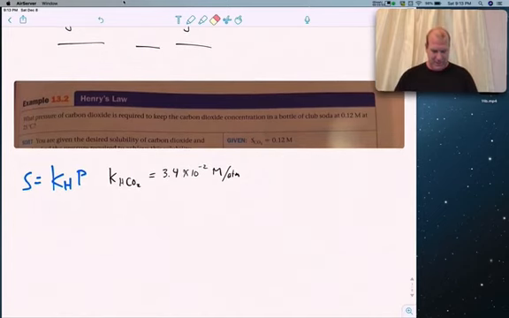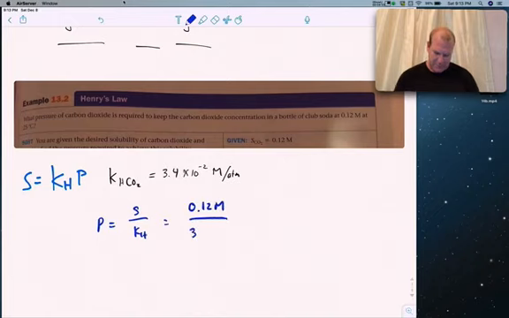Okay, so what pressure of carbon dioxide is required to keep the carbon dioxide concentration of a bottle of club soda at 0.12 molar at 25 degrees Celsius? Solubility is Henry's constant times pressure. So solving for pressure, pressure is equal to solubility over Henry's law constant. Our solubility is 0.12 molar, and the constant is 3.4 times 10 to the minus 2 molar per atmosphere.